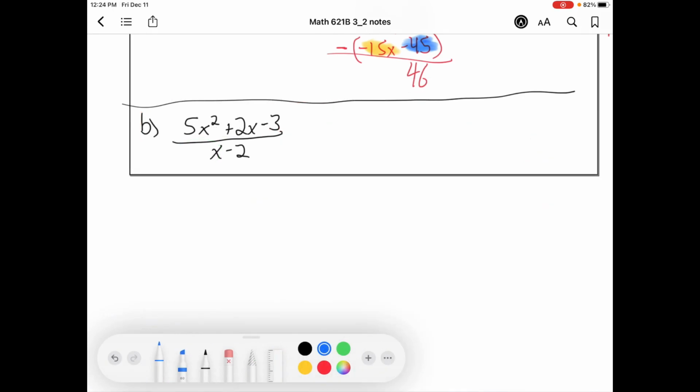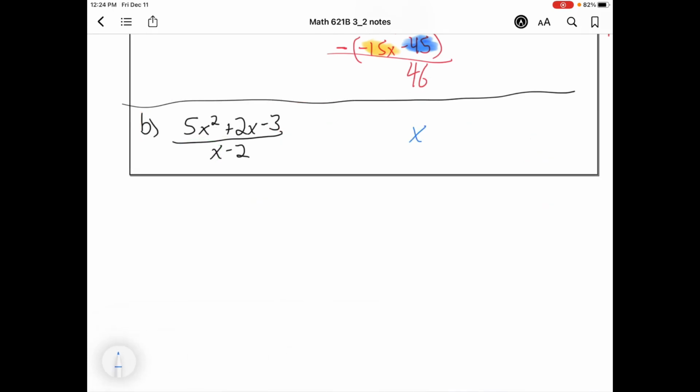Okay, here's another one to try. The restriction on this is going to be x can't be 2. Let's set it up for division. It's 5x squared plus 2x minus 3 divided by x minus 2. So that's where these terms go in relation to each other.